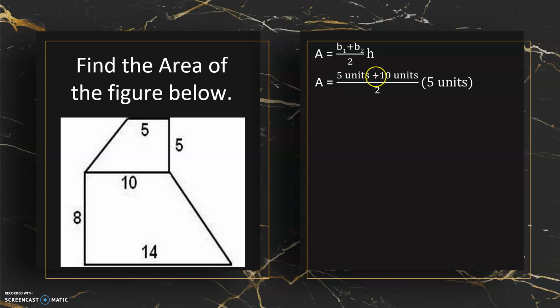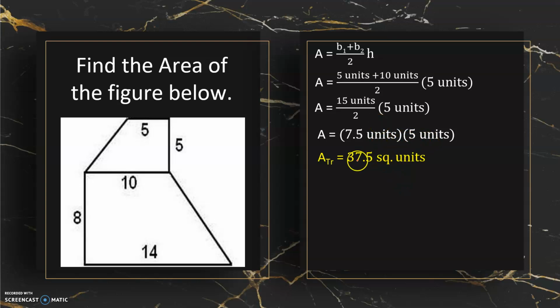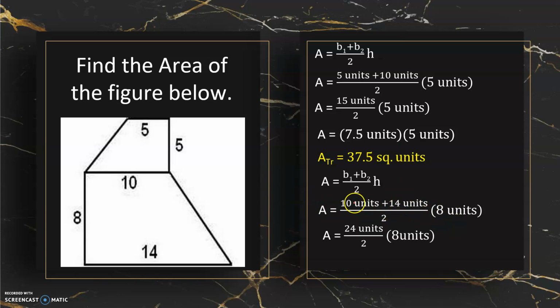So we have 5 units plus 10 units divided by 2 times 5 units. And that will give us 15 units divided by 2 times 5 units, which is equal to 7.5 units times 5 units. And that is 37.5 square units. For the bigger trapezoid, we have 10 units plus 14 units divided by 2 times 8 units. And that is equal to 24 units divided by 2 times 8 units. So all in all, we have 12 units times 8 units, which is equal to 96 square units.